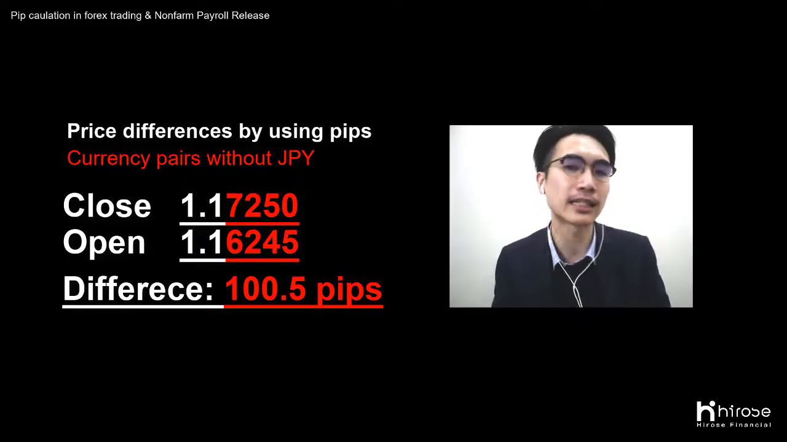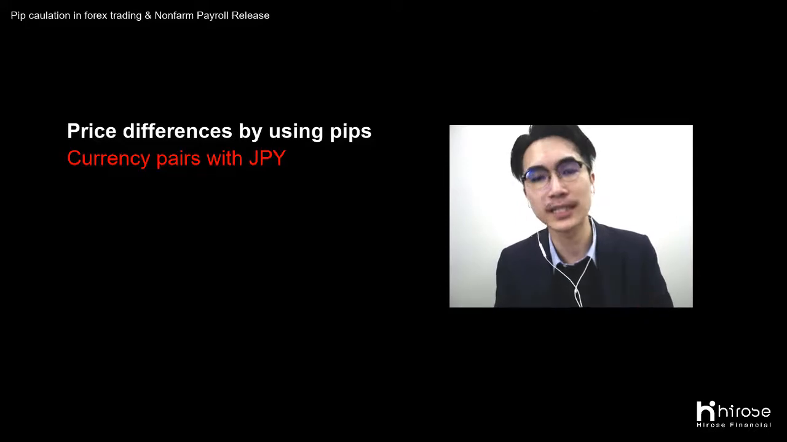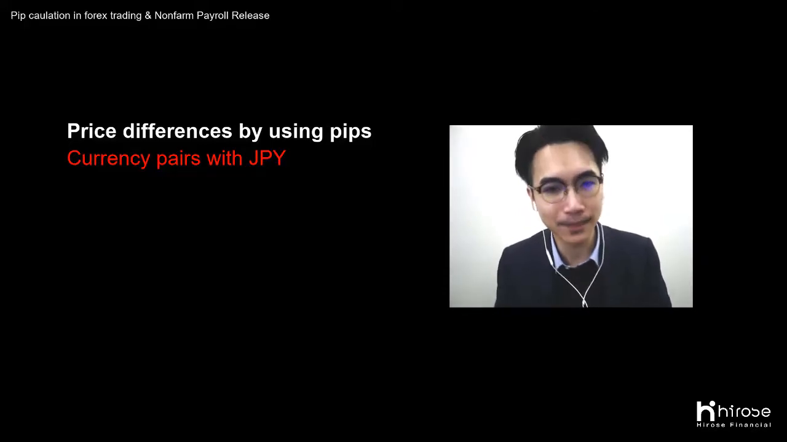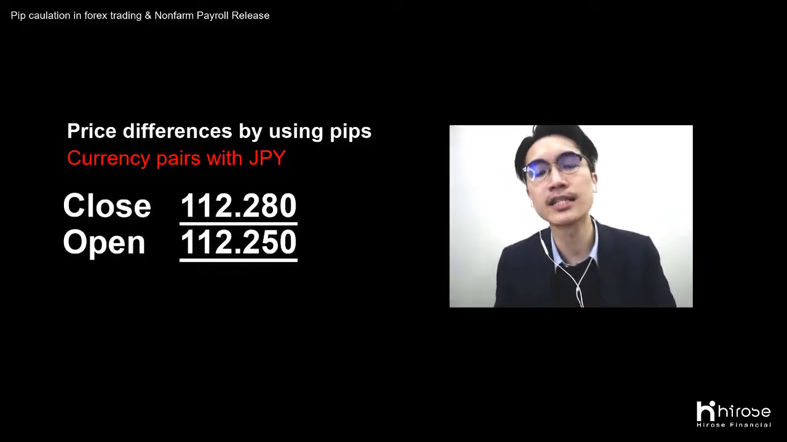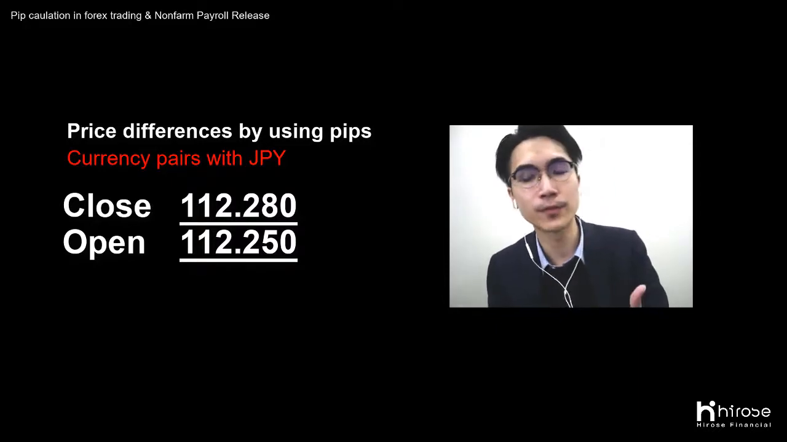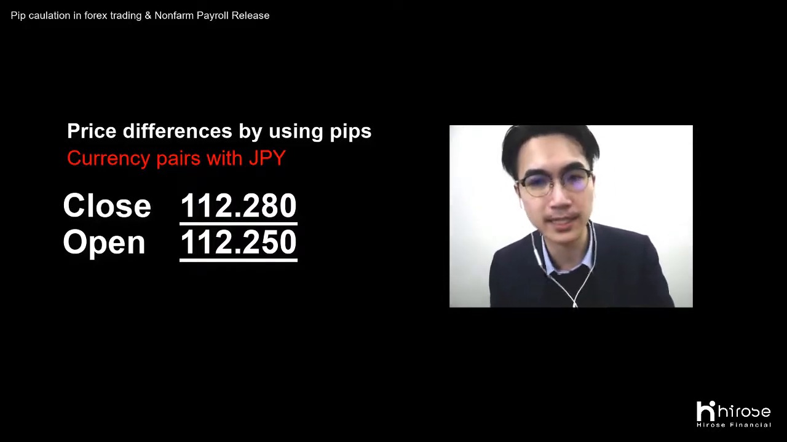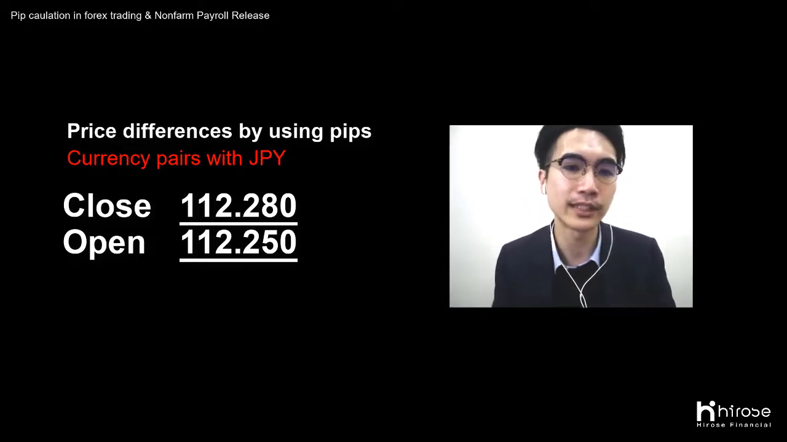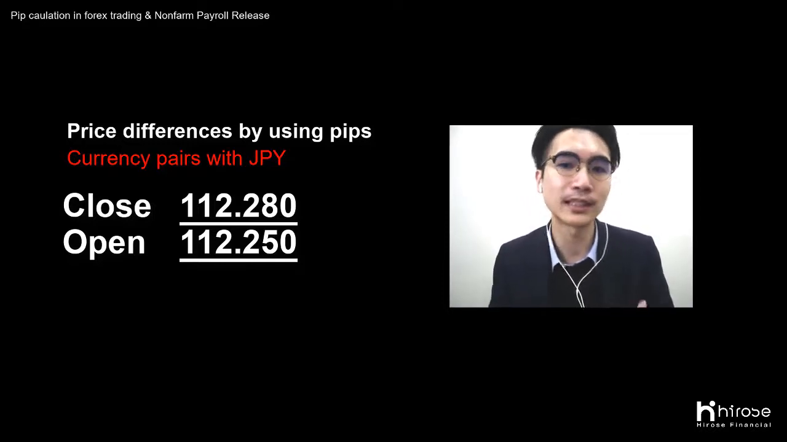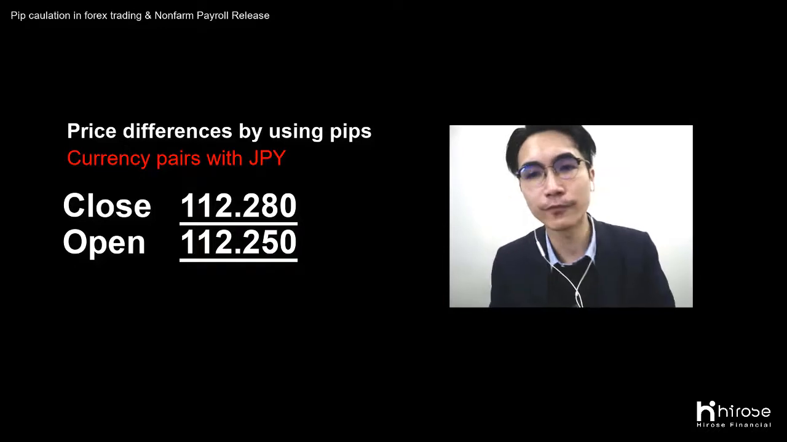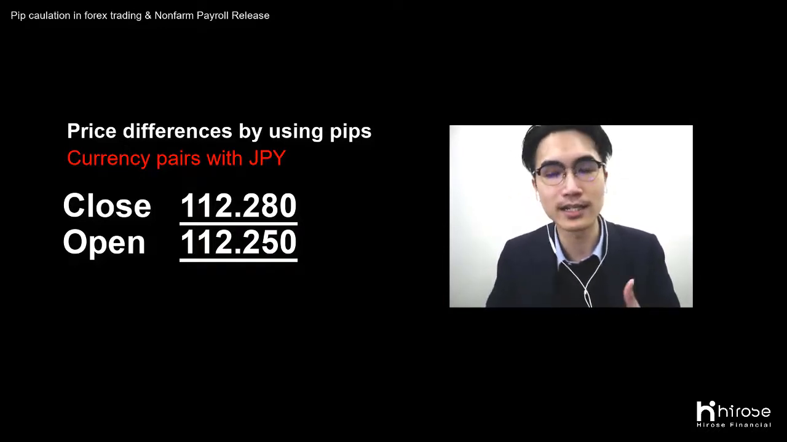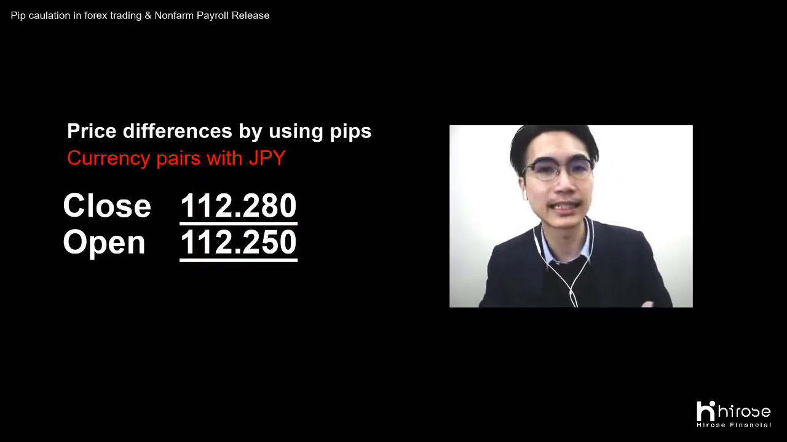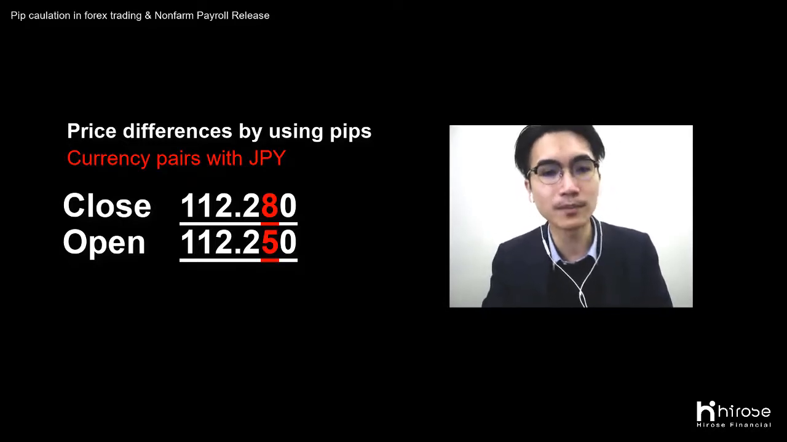Next we'll take a look at the currency pairs with Japanese yen. We will take US dollar and Japanese yen as an example. As I mentioned, the price for the ones with Japanese yen is displayed up to 3 decimal places, for example, this much here. For this type of currency pair, it's still calculated from the second last digit. We will take a look at a few examples here.